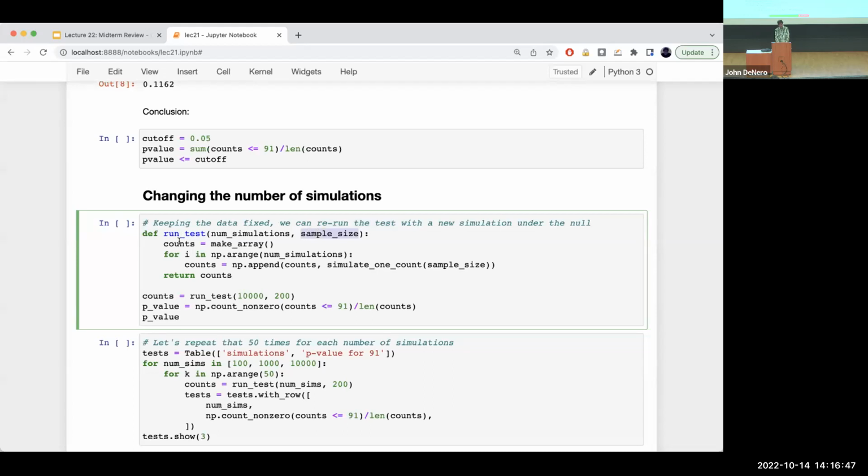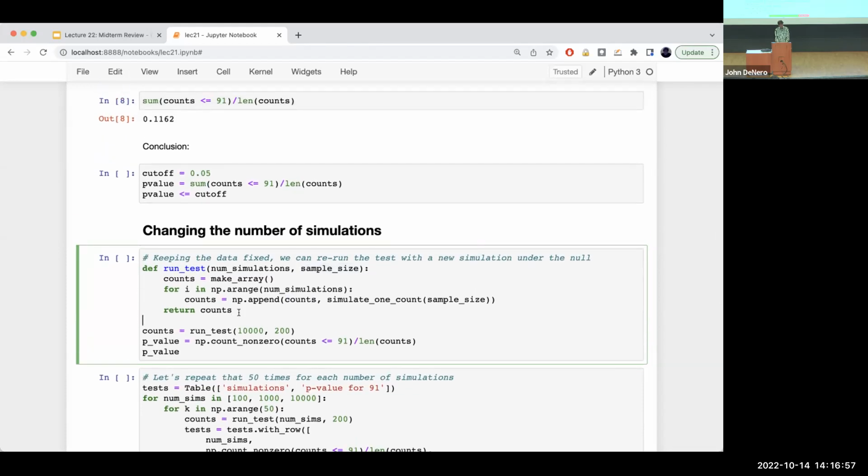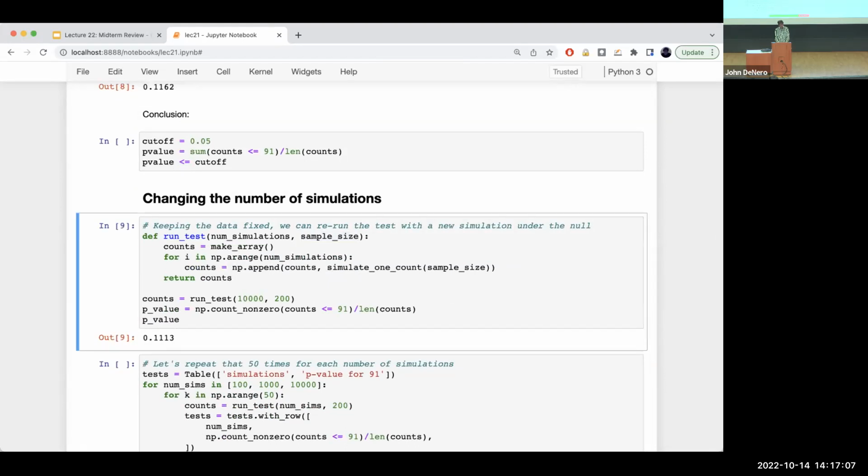The code says, now we just run for the number of simulations and append the count that we observe in that simulation just like before. So this is exactly the same code as I had before, except now we're generalizing over the number of simulations, and then we're going to run that test and compute a p-value. So if I do it once, I got 11.62.